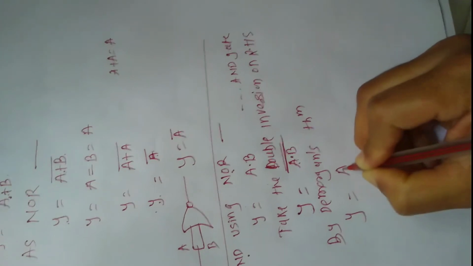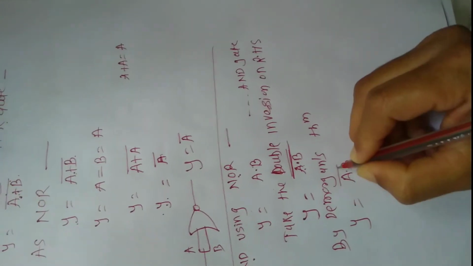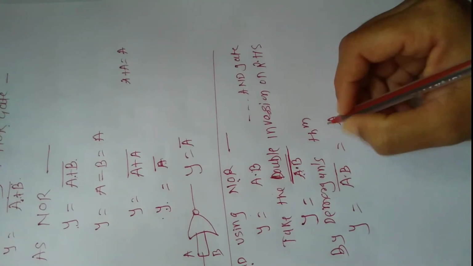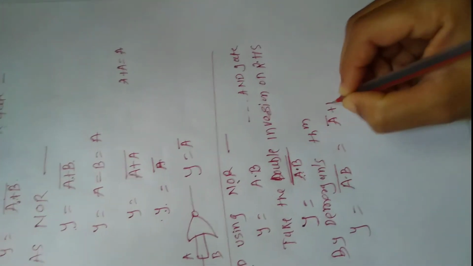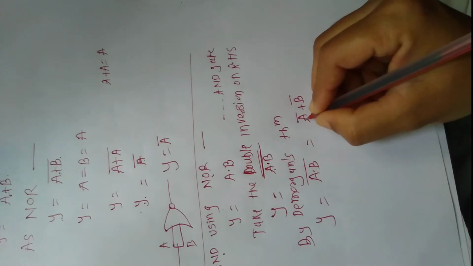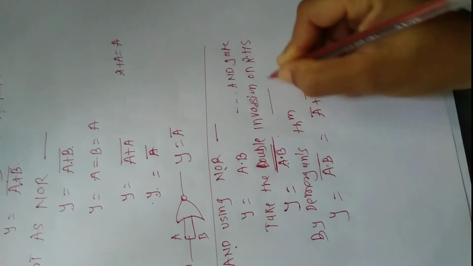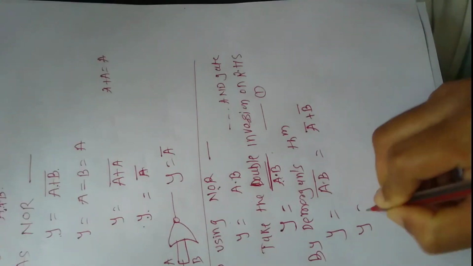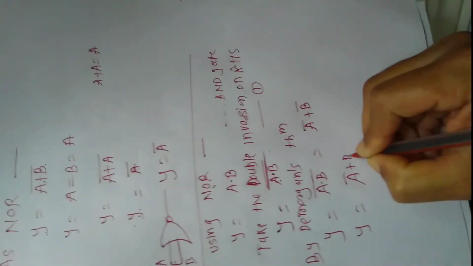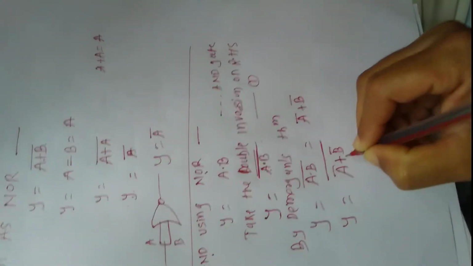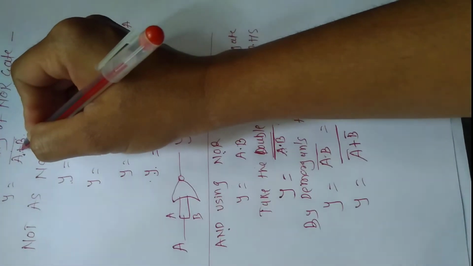y is equal to a into b bar. This term is the product of complement, which is equal to the sum of the complement of each individual term. So this expression, equation 1, is represented as y is equal to a bar plus b bar, and this complete bar. So this expression is represented in the form of NOR gate.